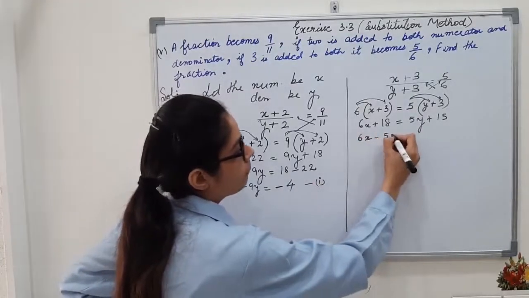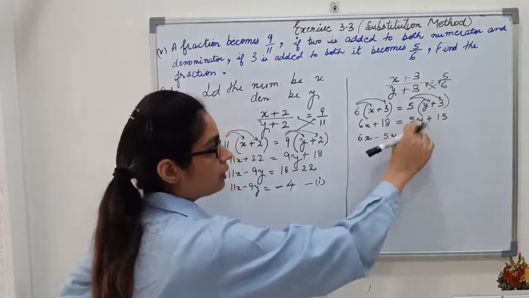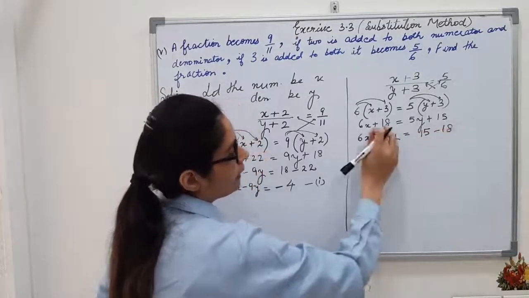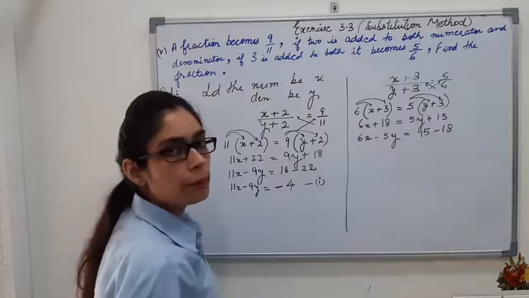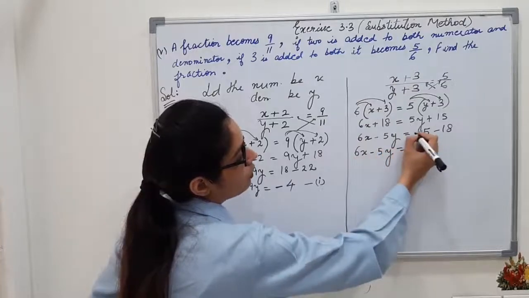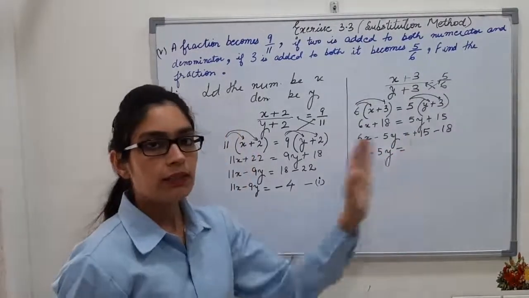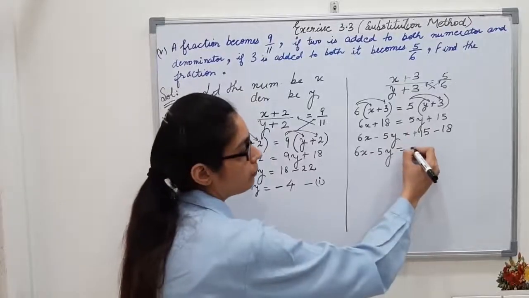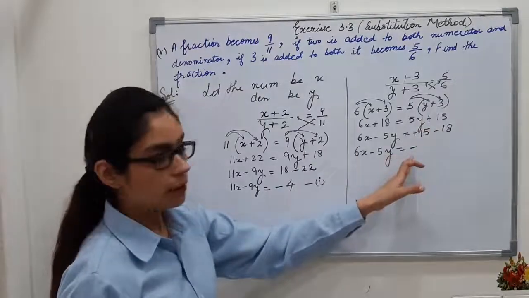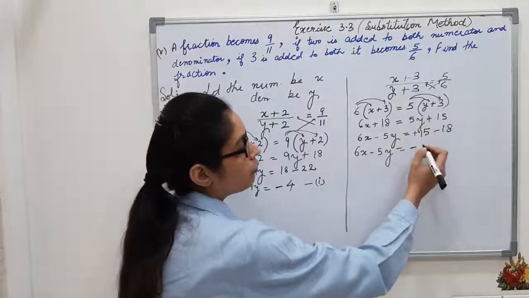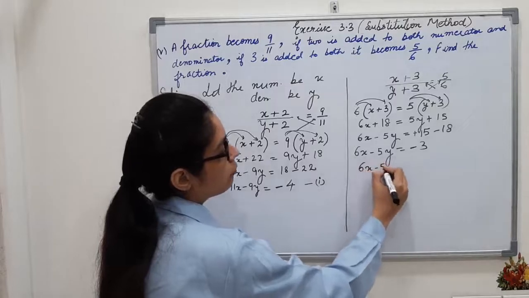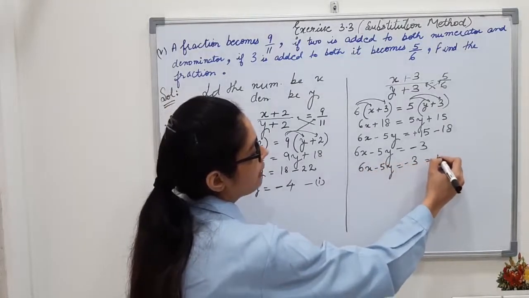6x minus 5y. This 5y is plus, I'm shifting it to the other side, it's becoming minus 5y. 15 minus 18. 18 is plus 18 here, I'm shifting it to the other side, it's becoming minus 18. 6x minus 5y is equals to, so this 15 is plus. Plus minus is minus, with the sign of the bigger number. 18 is our bigger number, so with my answer, minus will come. 18 minus 15 is 3, so I'll get minus 3. 6x minus 5y equals minus 3 is my second equation.